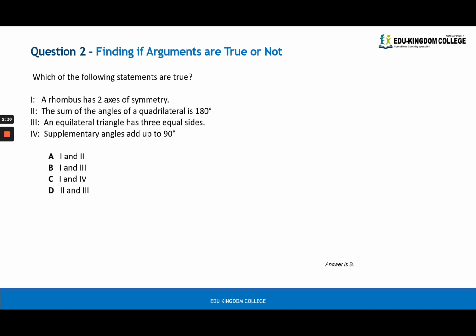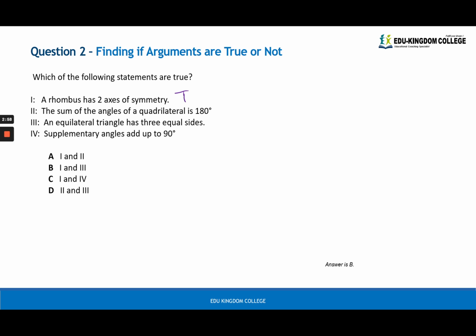The next one, we want to find which statements are true. I would recommend you go through each of them and write true or false and then decide your answer. Okay, it's better to do that than be swayed by these answers because then you may be confused. First of all, a rhombus has 2 axes of symmetry. This is true. This is actually the definition of a rhombus. If it has 2 axes of symmetry along with some other properties, it will make a rhombus.